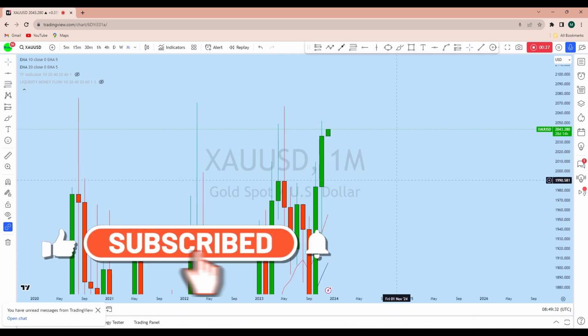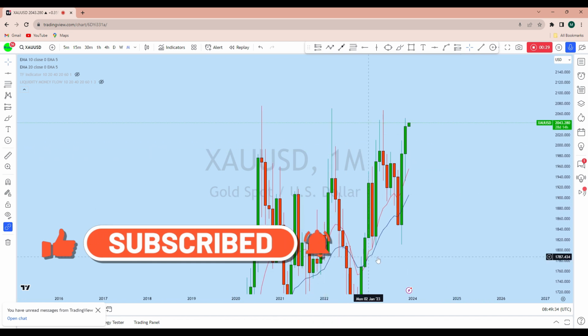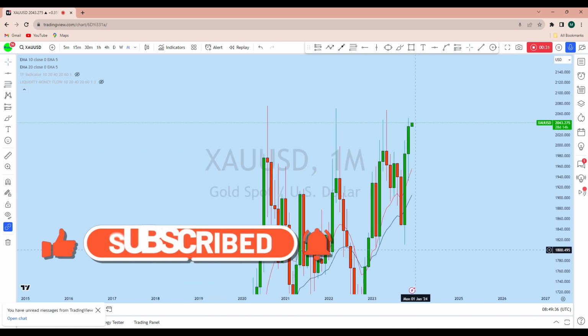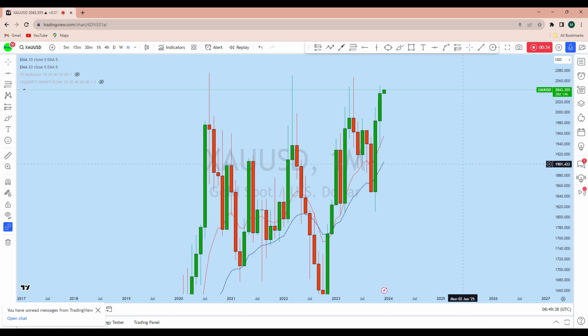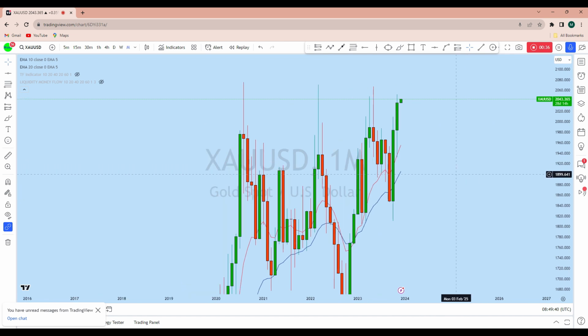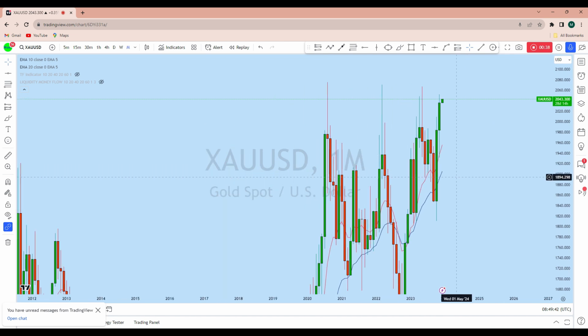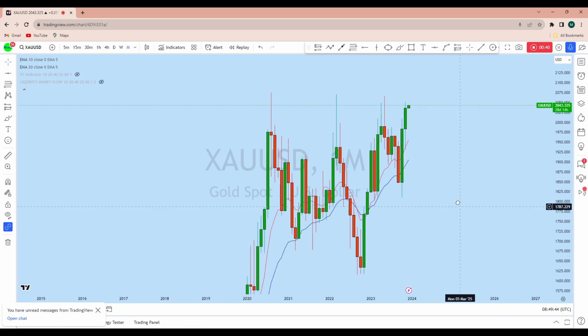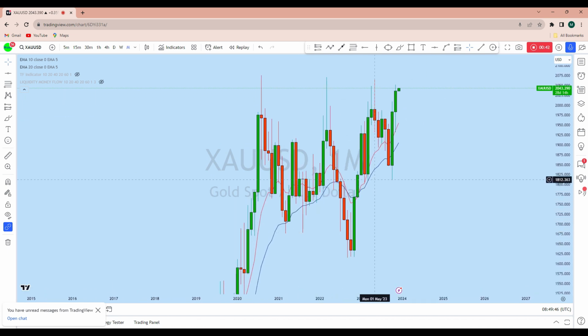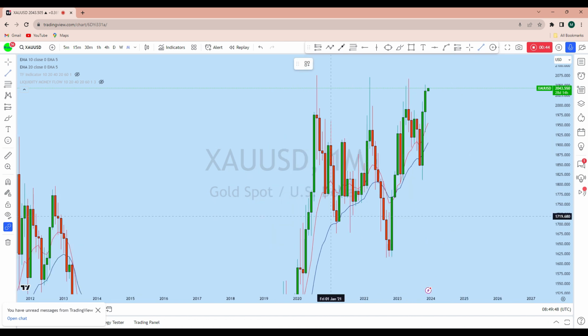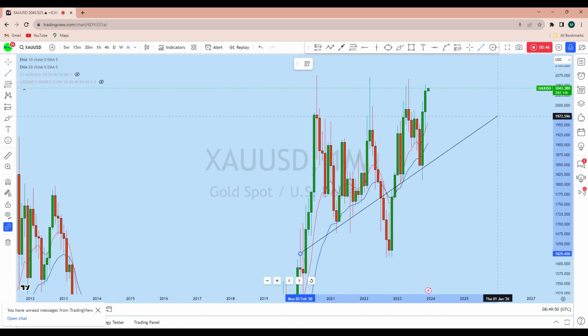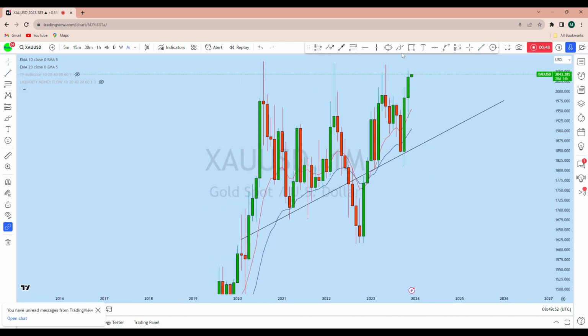Now looking at the monthly chart on gold, we can see that this is a long term bullish market. In that long term bull market, gold is currently trending to the upside with strong momentum. If you look at this overall picture from the monthly, we can see that the overall picture on gold is bullish. This is the support level here on gold, support here and also support here.